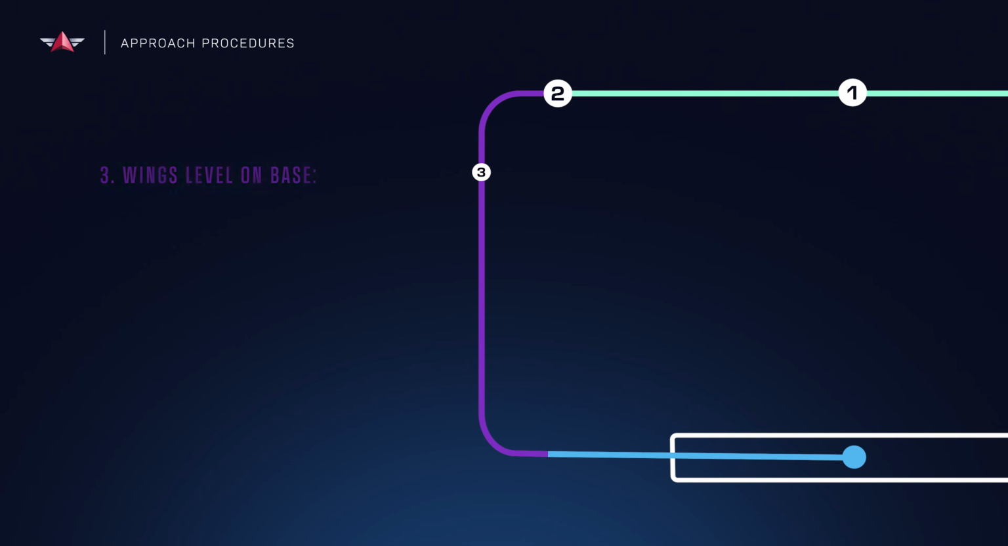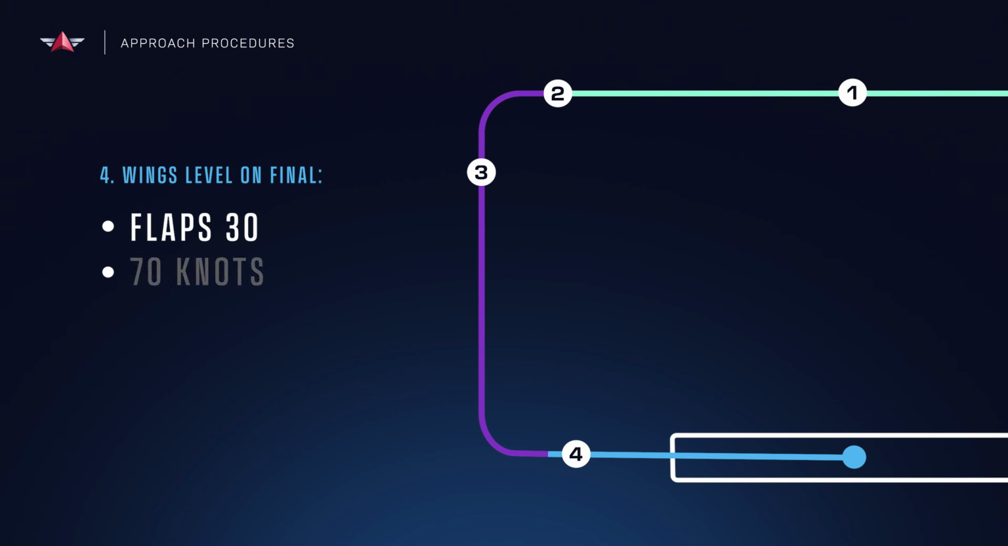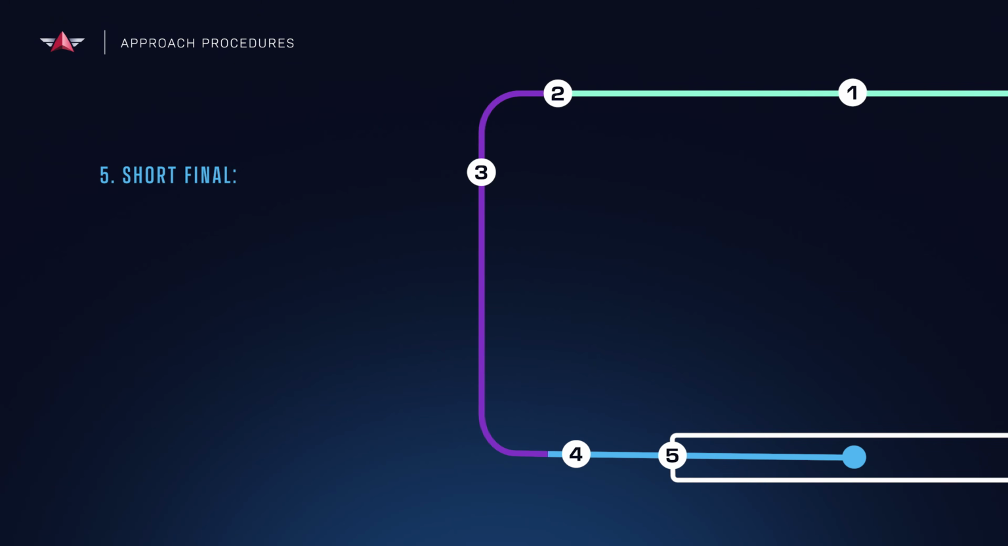When we are wings level on the base, we select flaps 20 and aim for 75 knots. Once established on final with wings level, we select flaps 30 and aim for 70 knots. On short final, we finally reduce the speed to 61 knots.